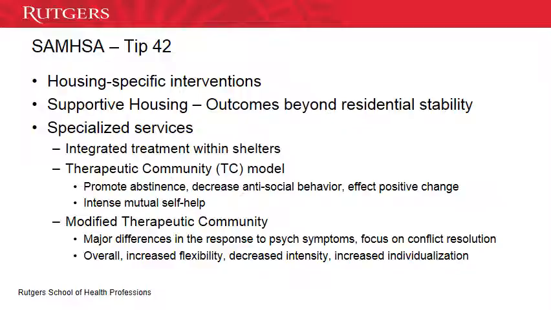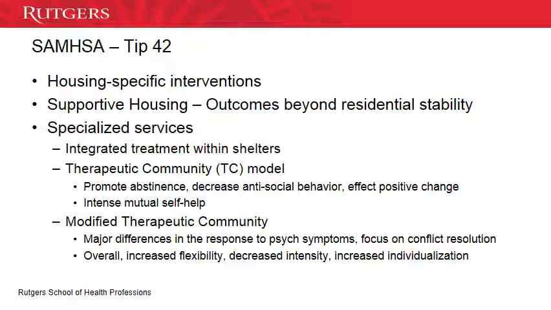Okay, so we're going to start to wrap up now. SAMHSA has a TIP 42, which discusses some recommendations and interventions for this subpopulation. Certainly they recommend, from the housing specific standpoint, supportive housing, and highlight some of the outcomes beyond residential stability: they use less emergency services, average psych hospital stay decreased, and their cost to provide treatment decreased. They are also recommending integrated treatment within the shelters.